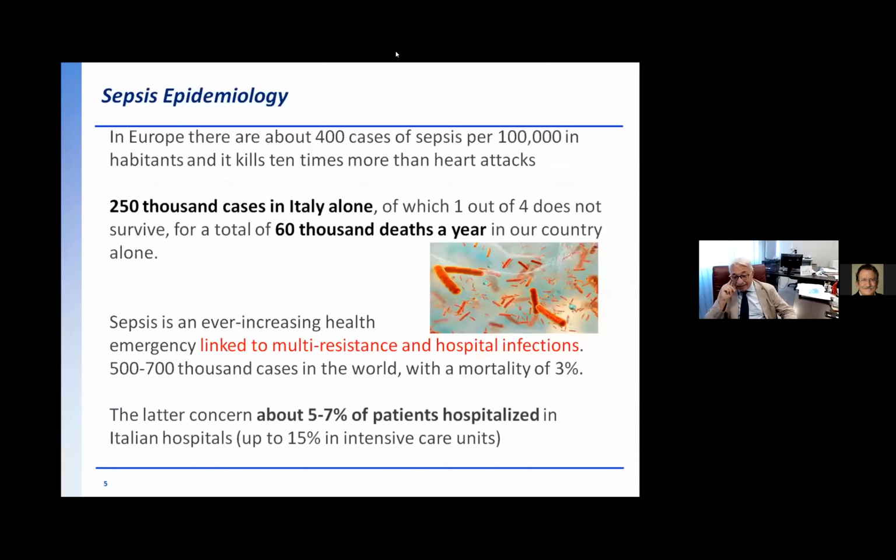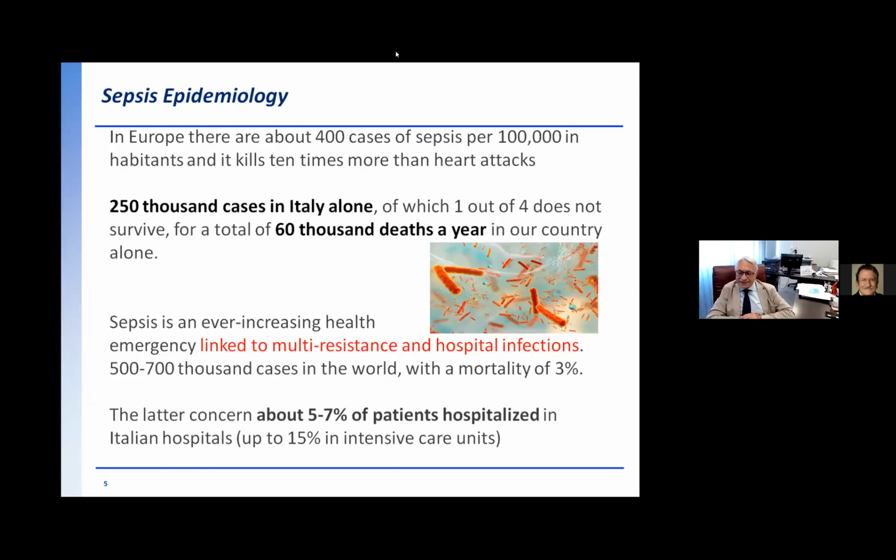In Europe, too, we have 400 cases of sepsis per 100,000 inhabitants. That leads to more deaths, 10 times more than heart attacks. 250,000 cases in Italy alone, and unfortunately 1 out of 4 patients do not survive, with more than 60,000 deaths per year in our country alone.